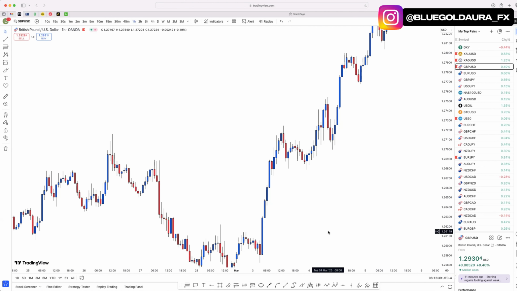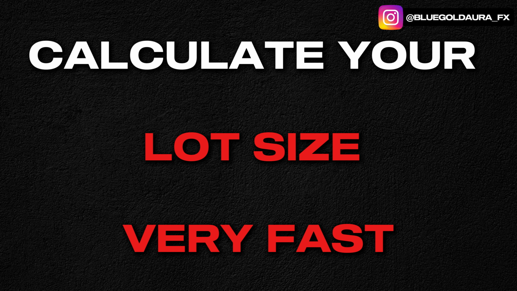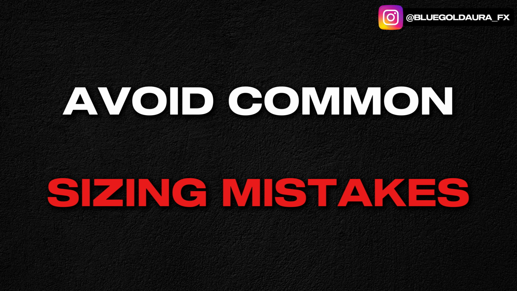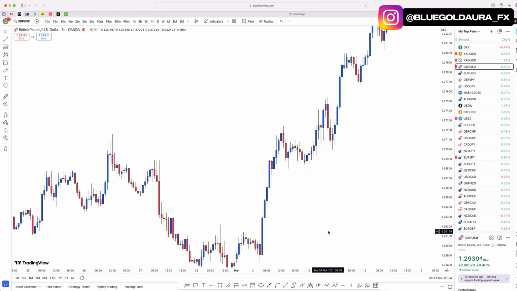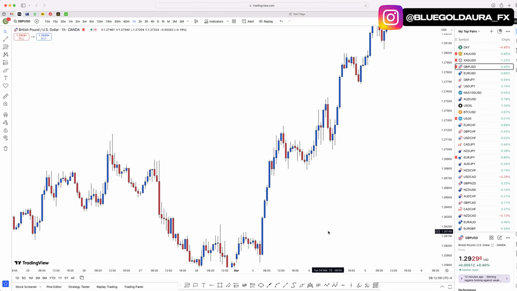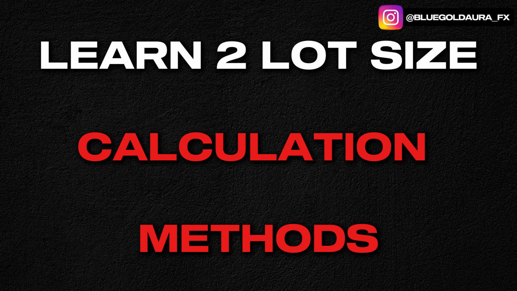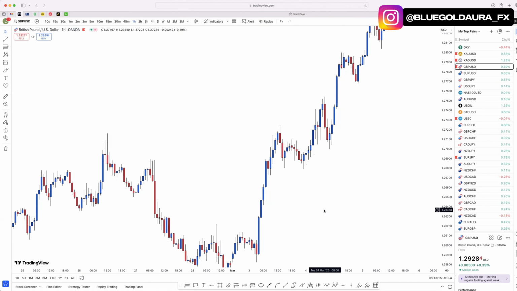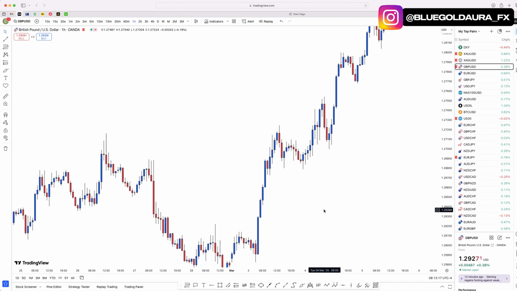By the end of this video, you will be able to calculate your lot size or position size very fast. You'll also be able to avoid common lot size calculation mistakes and place the right position size for your account. That is very, very simple. You will learn 2 lot size calculation methods that are pretty simple, and I'm going to unpack everything for you guys. So I need you to follow me carefully.